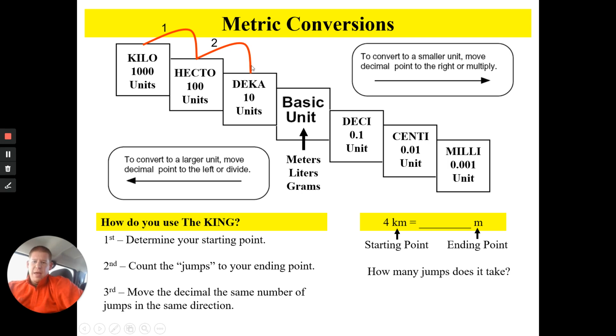Second jump, deca, and then go on to get to meters. So here's our colors. Notice where the decimal is. We can place a 0 here, and it would still equal 4. So we make 1 jump, it would become 40. 2 jumps would be 400, and our third and final jump would make it 4,000 meters. So from 4 kilometers to 4,000 meters.